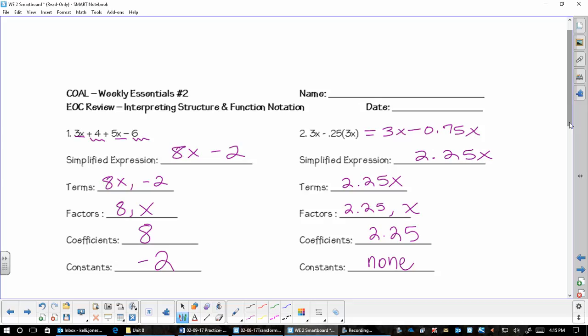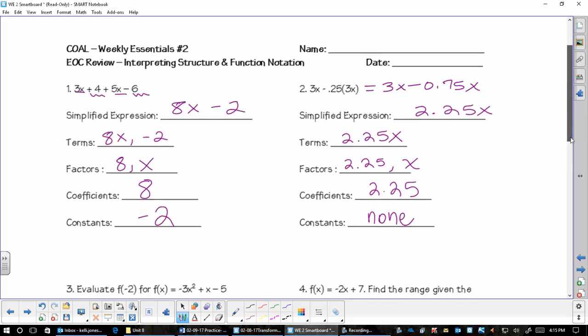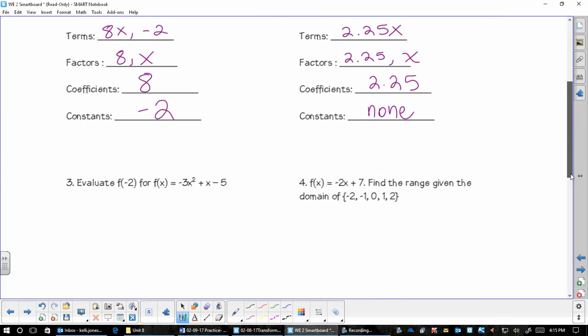Okay, so hopefully you guys remember. Terms are separated by your plus and minus signs. Factors are usually found where some variable is being multiplied by another number in the cases that we've seen. Coefficients are numbers found in front of variables, and constants are the numbers that don't have variables attached to them.